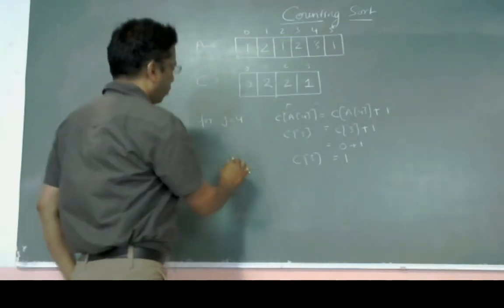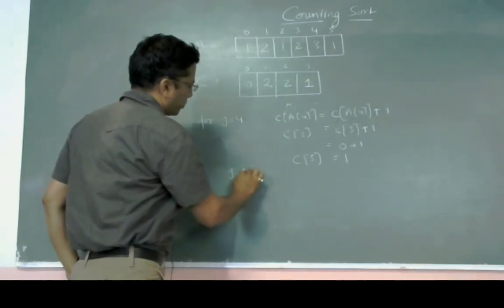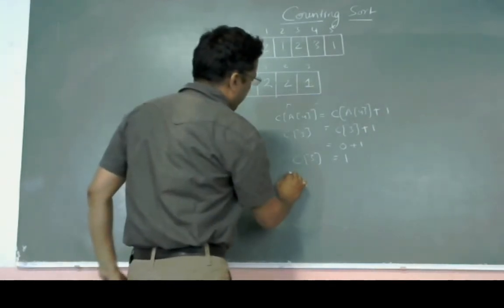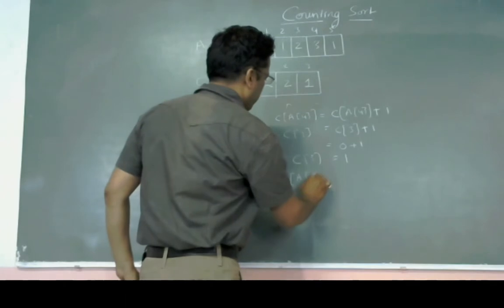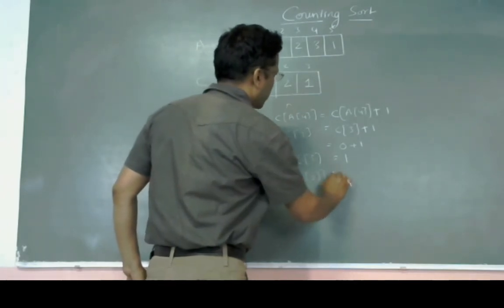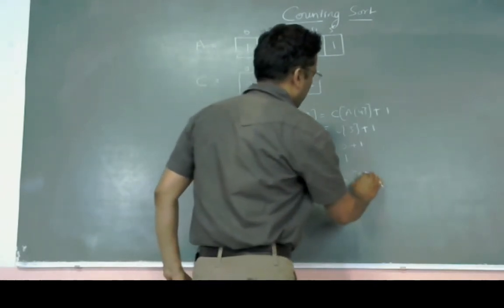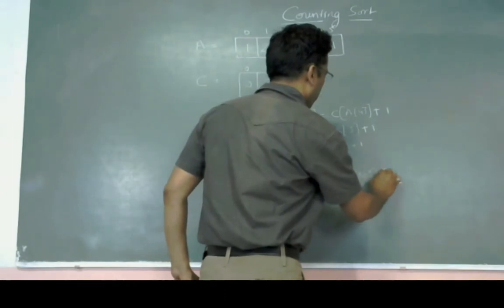Now finally for j equals to 5, C[A[5]] is equal to C[A[5]] plus 1.